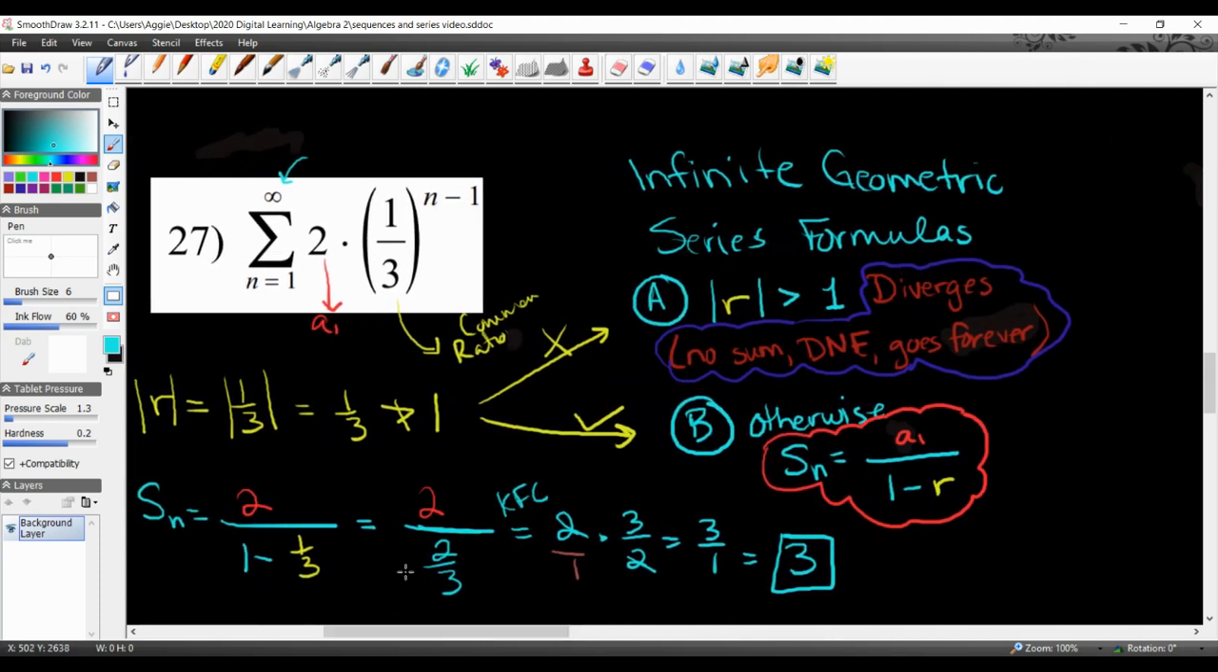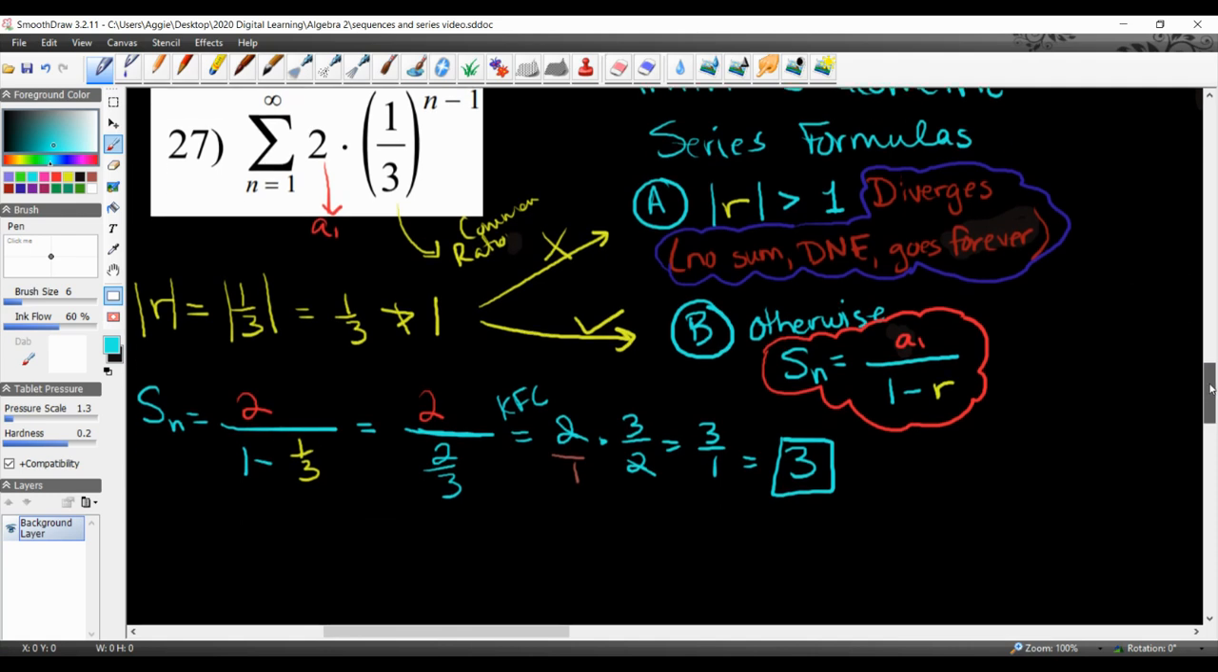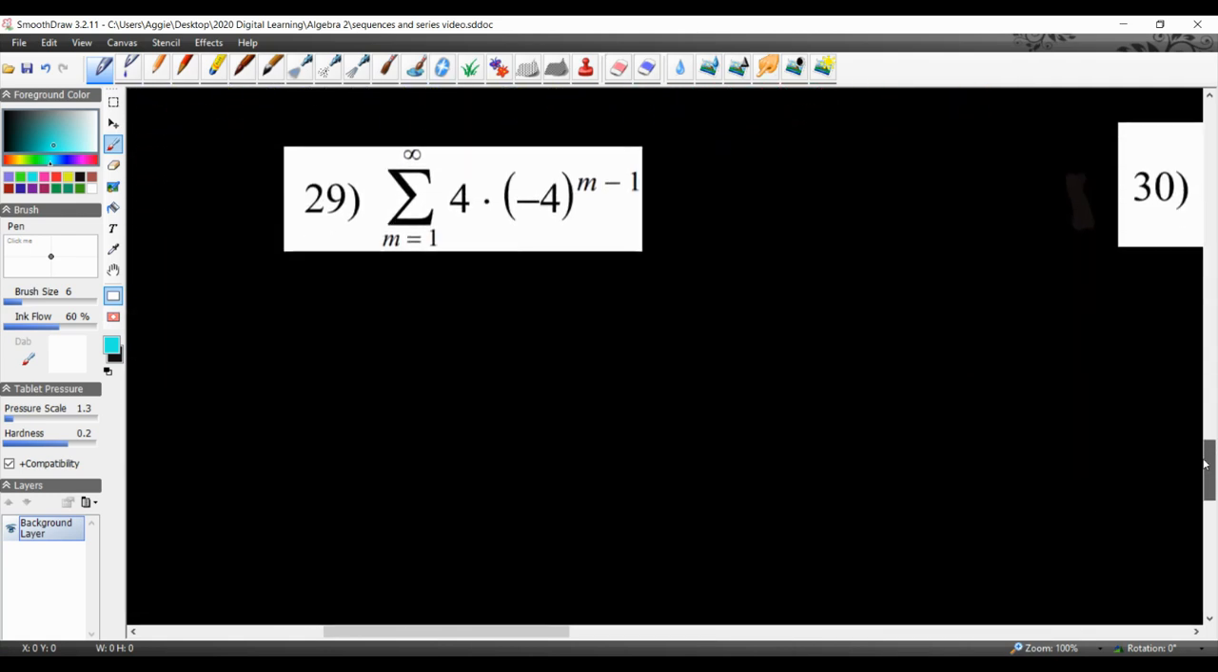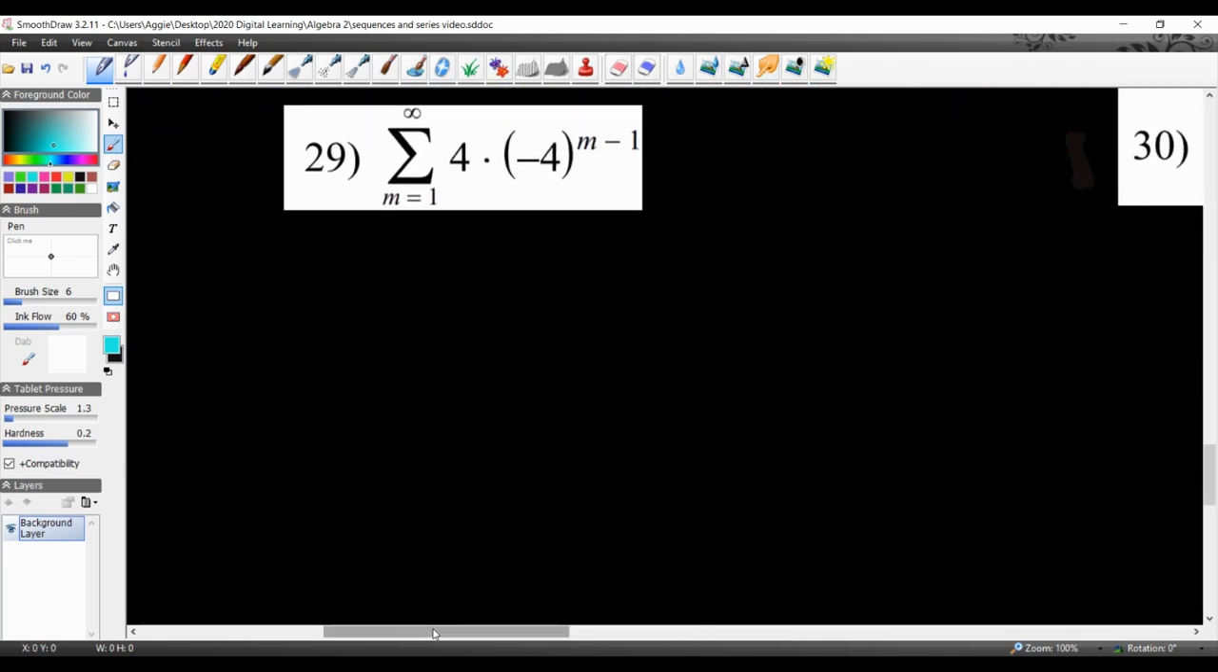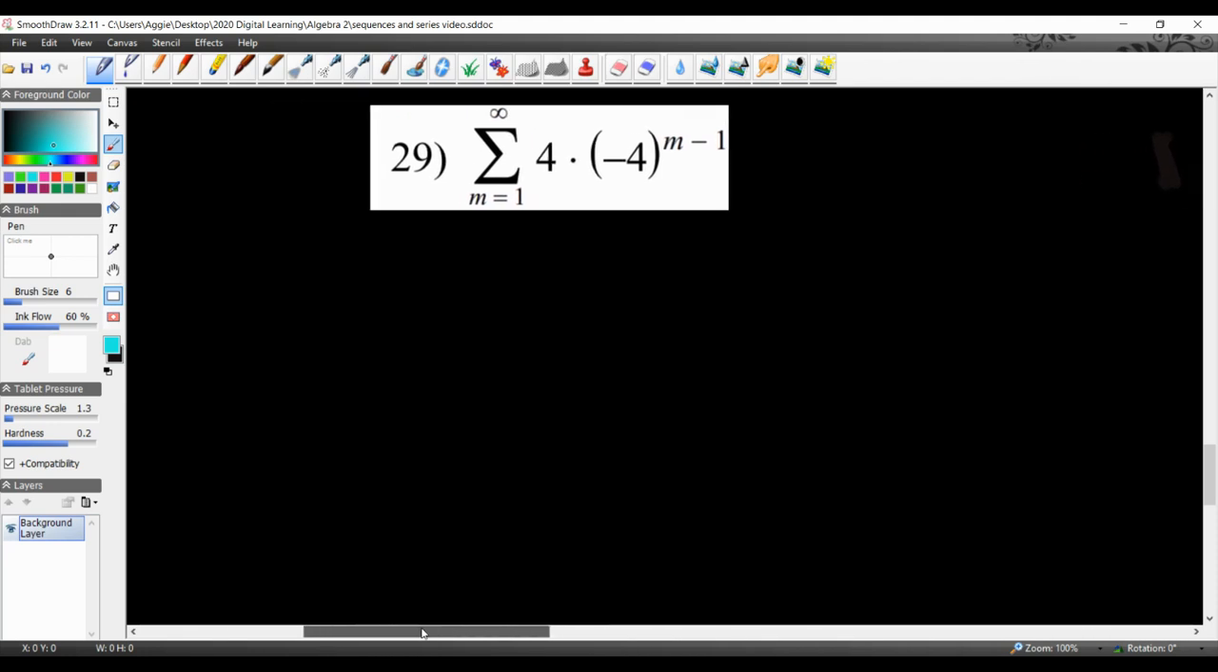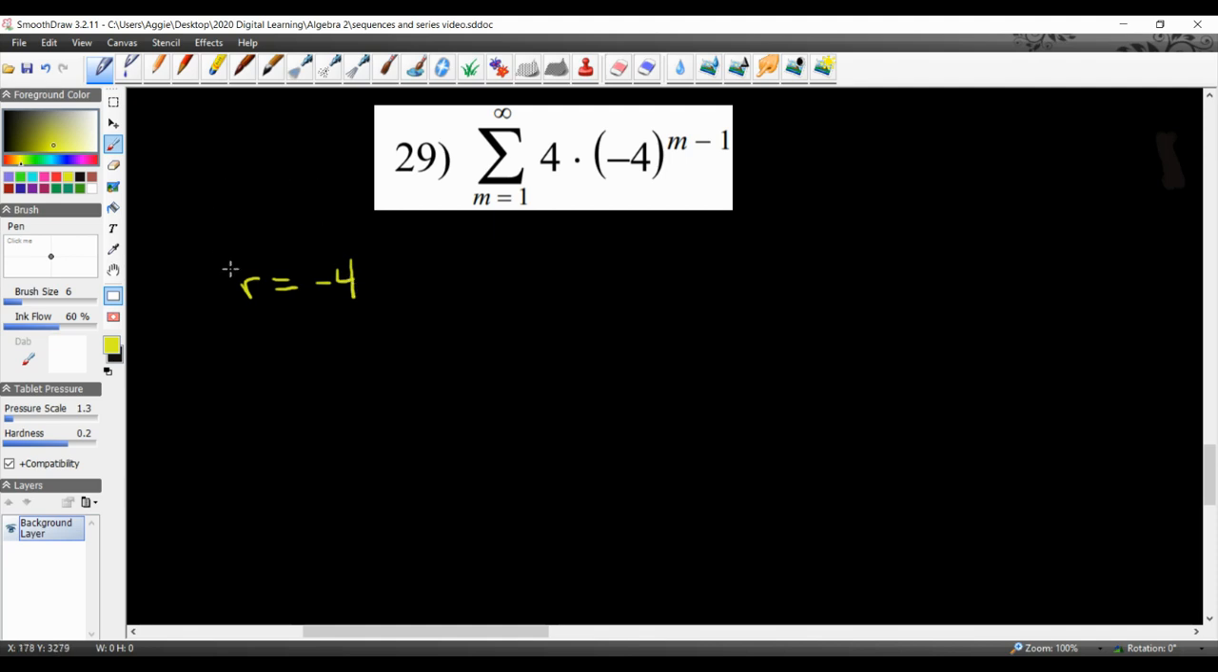Okay, next one is 29, and I believe 30, and I think that's it. So we're almost done. So here's 29. We're doing the same thing. I'm going to go ahead and find my r first. So r is equal to, in this one, -4. And if I take the absolute value of -4, I end up with 4, which is greater than 1.